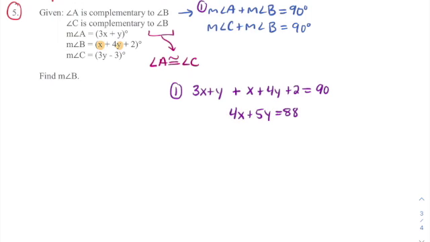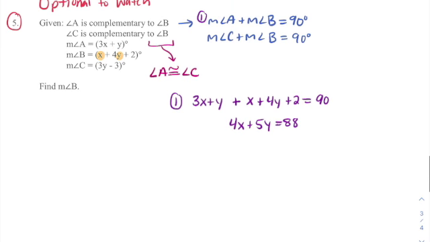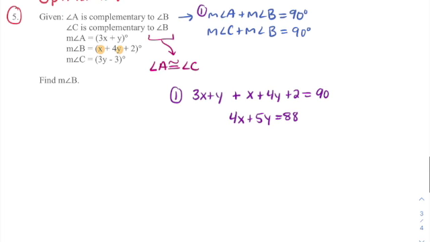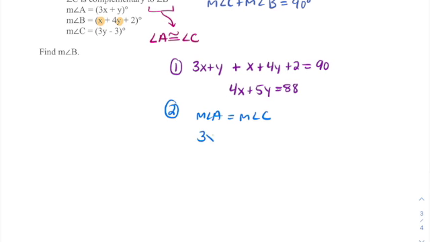And then from here, in order to keep solving, because this equation has an x and a y, I need a second equation. You could either do measure of angle A equals measure of angle B, or you could do this other one that is equal to 90. It is up to you. Just to switch it up, I'm going to set the measure of angle A equal to the measure of angle C. So that gives me 3x plus y is equal to 3y minus 3.